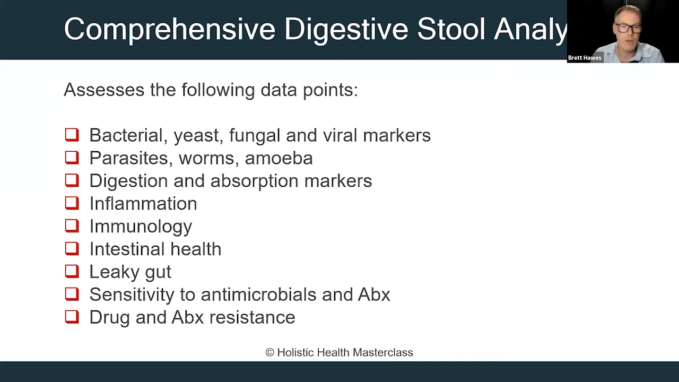General intestinal health, leaky gut, also huge. Sensitivity to antimicrobials, and ABX is antibiotics, by the way, it's just shorthand, and drug and antibiotic resistance. This is huge. So if someone comes to you and says, oh, I've tried everything under the sun, it might be that they've tried the wrong things. And in fact, the type of dysbiotic picture that they're experiencing is actually resistant to certain antibiotics, herbals, et cetera, et cetera. More on that in just a second.